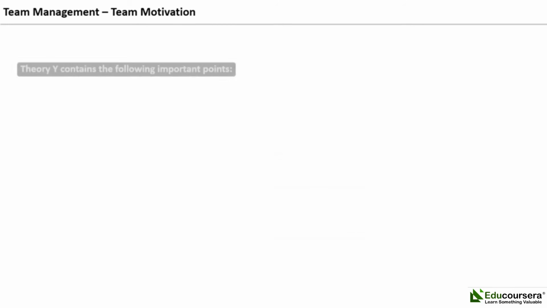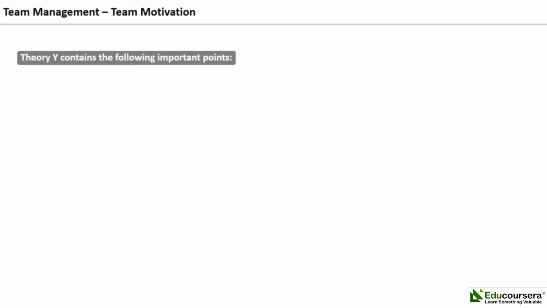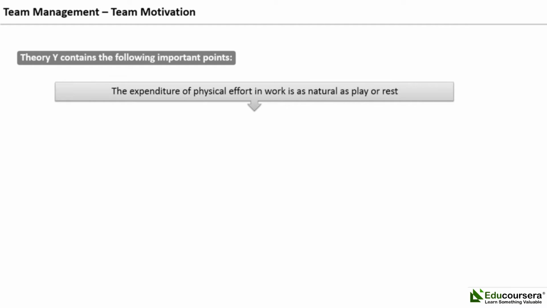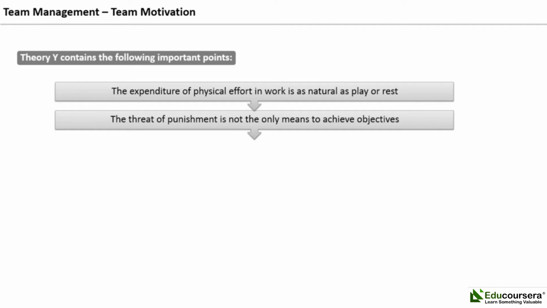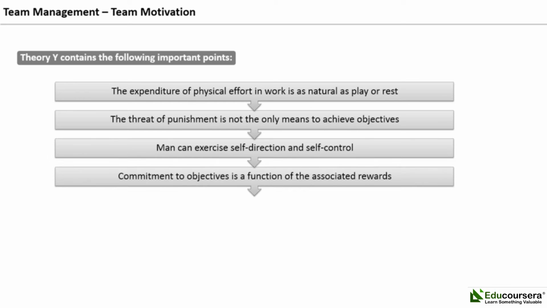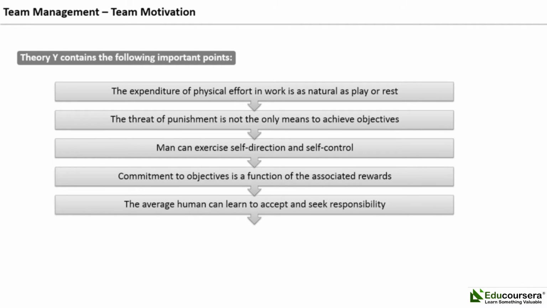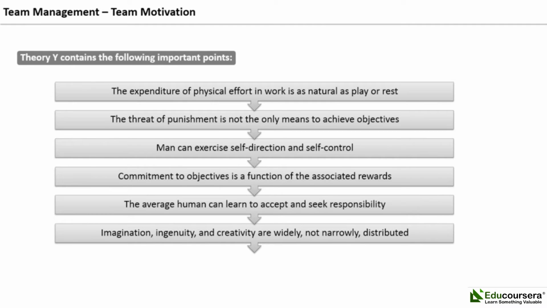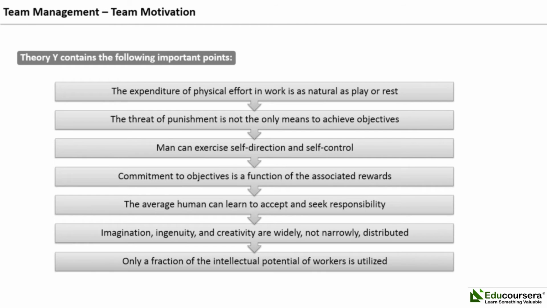By contrast, Theory Y contains the following important points. The expenditure of physical effort in work is as natural as play or rest. The threat of punishment is not the only means to achieve objectives. Man can exercise self-direction and self-control. Commitment to objectives is a function of the associated rewards. The average human can learn to accept and seek responsibility. Imagination, ingenuity, and creativity are widely, not narrowly, distributed. Only a fraction of the intellectual potential of workers is utilised.